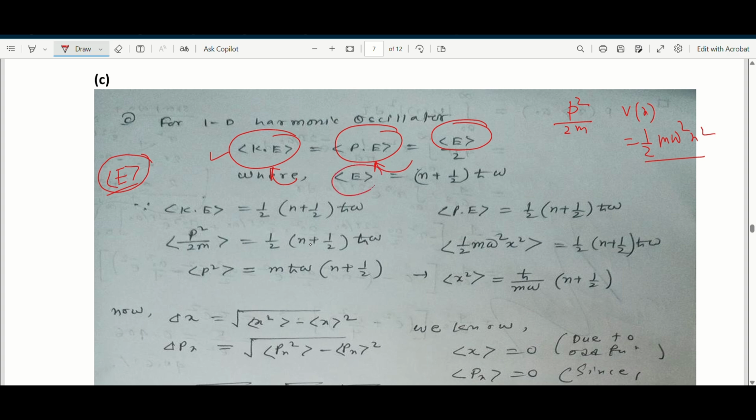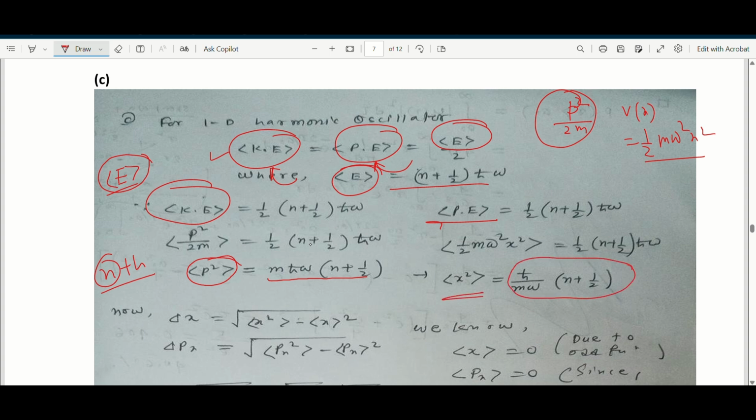Now we know that for a harmonic oscillator in 1D the energy is (n plus half) times h-bar omega. So the expectation of K is half of this, and similarly for potential. Kinetic is p squared by 2m. So what is the expectation of p squared in the nth state? It is m omega h-bar times (n plus half). Similarly, the expectation of x squared in the nth state is h-bar by omega times (n plus half).